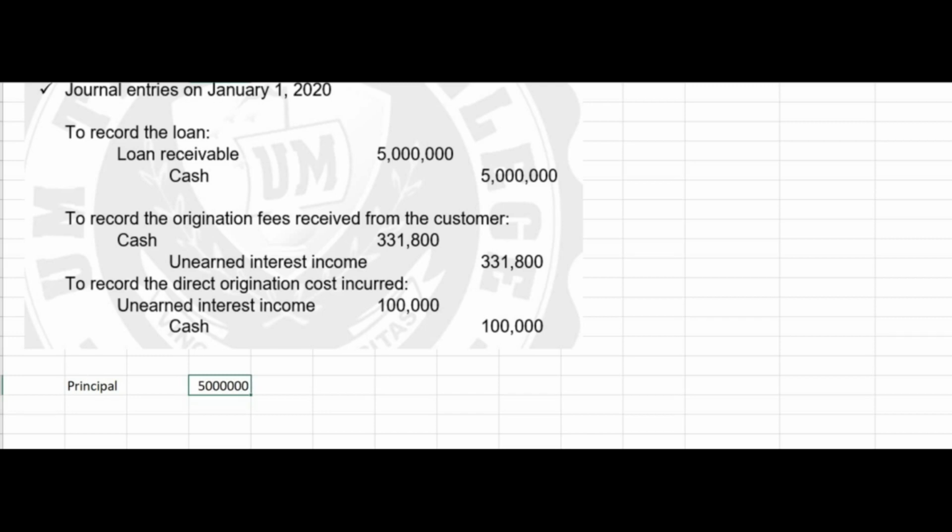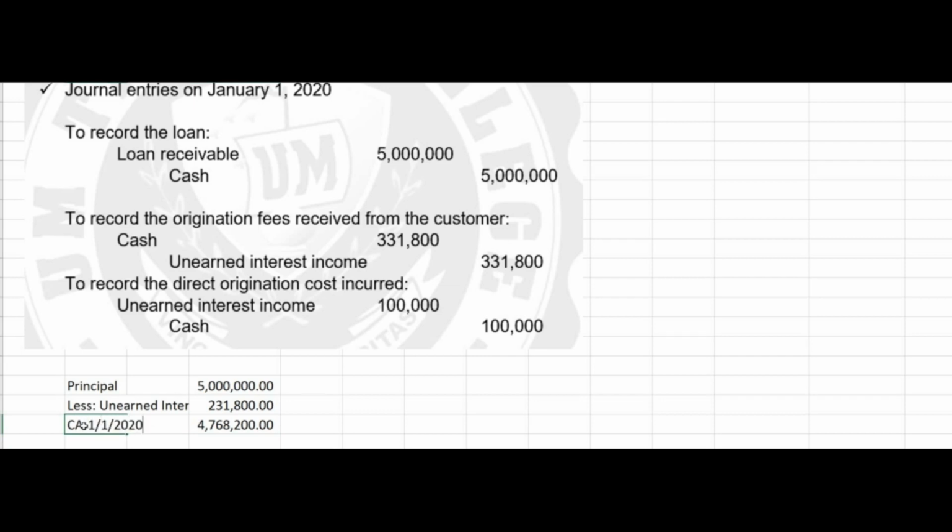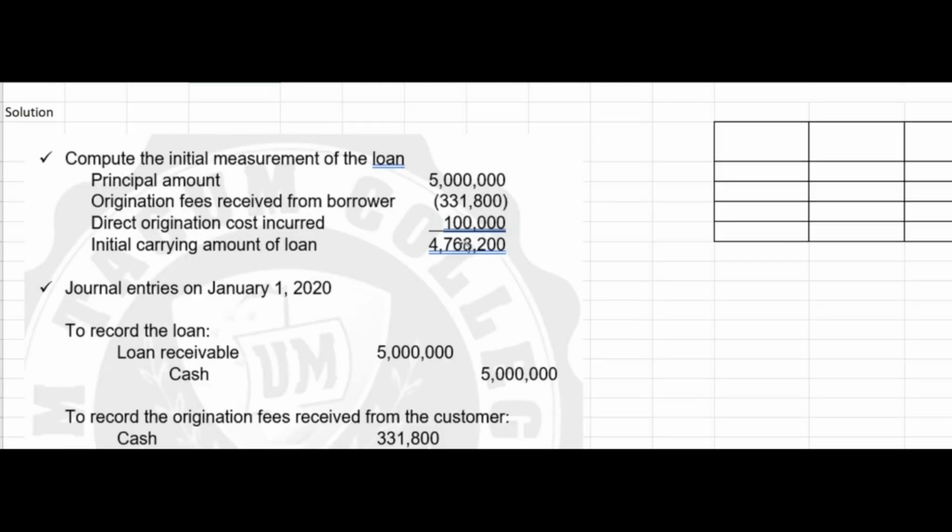And then we also have our unearned interest income. So we simply deduct unearned interest income, which, as we have computed, is 331,800 minus your 100,000. So that's 231,800. If you deduct that amount from 5 million, you will have your carrying amount as of January 1, 2020. So that's the same amount as above.